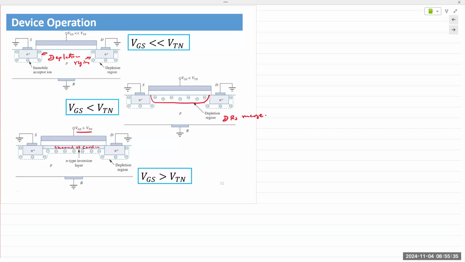But again, the key thing is this is immobile. They are not free to move about. They're immobile acceptor atoms. So that's the negative, but they are not free charge carriers. They don't move about. The channel is free charge carriers, electrons that are free to conduct. That's the difference. So you have an entire region of negative charges, and a very thin sheet underneath the oxide layer, at the surface of the substrate, that is free to move about.